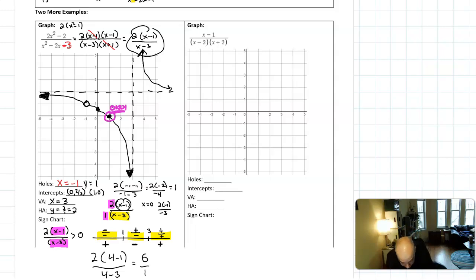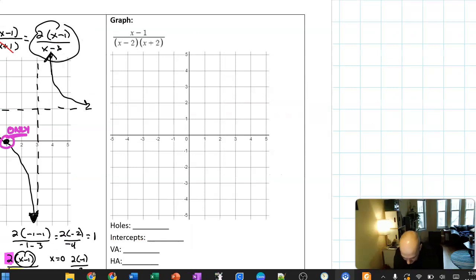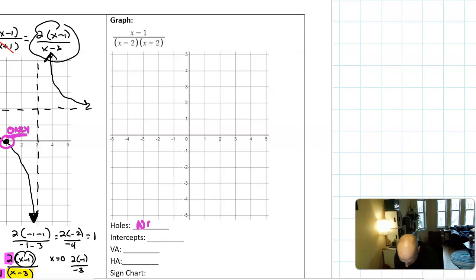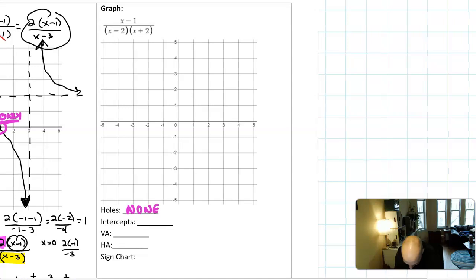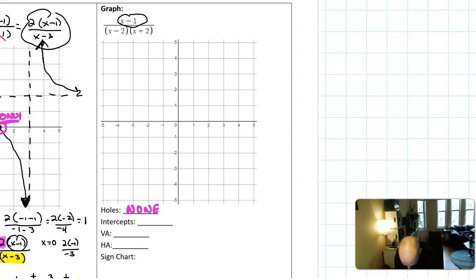Let's try another one. All right, so we're graphing x minus 1 over x minus 2 times x plus 2. First thing we check for is holes, and there's no common factors that cancel out, so we're going to have no holes. That'll make things a little easier. Let's look at the intercepts. So the x-intercepts are when y is 0. That's going to be the zeros of the numerator. So we're going to have an x-intercept at (1, 0). So we'll go ahead and plot that right there.